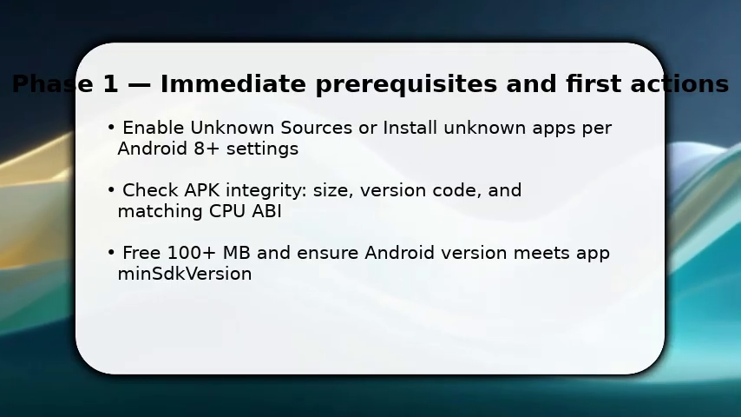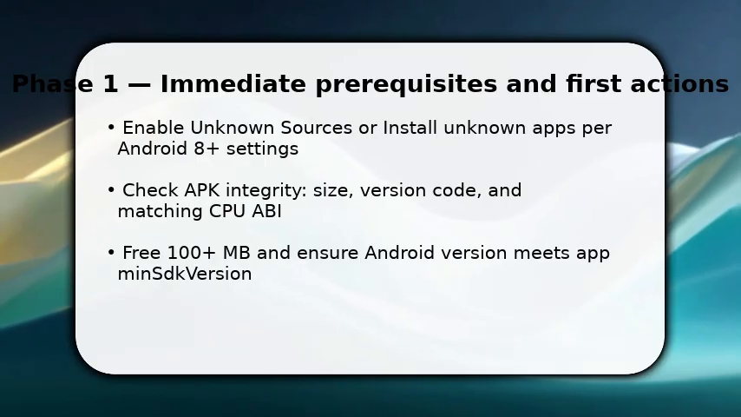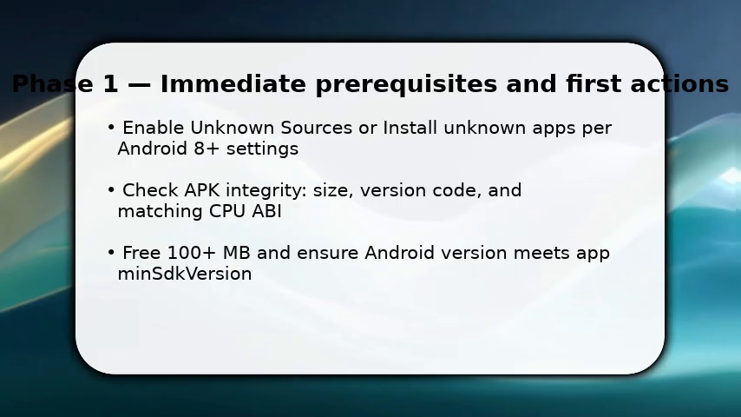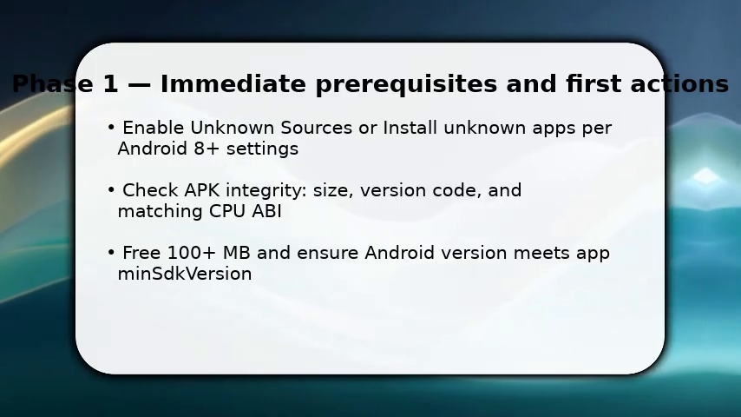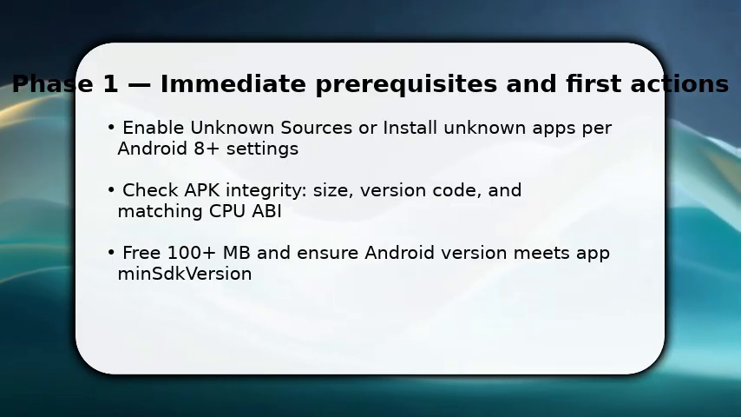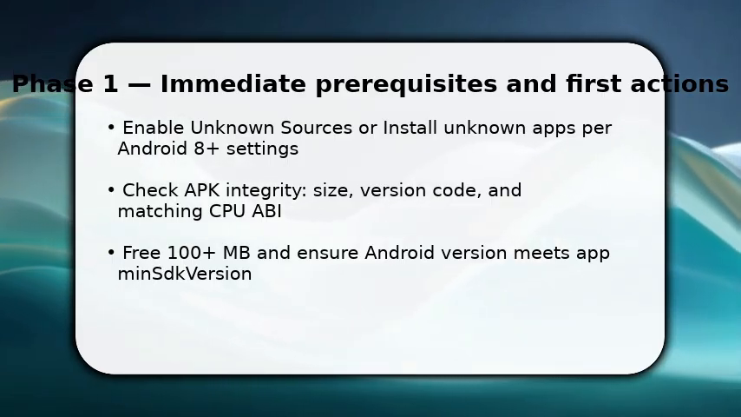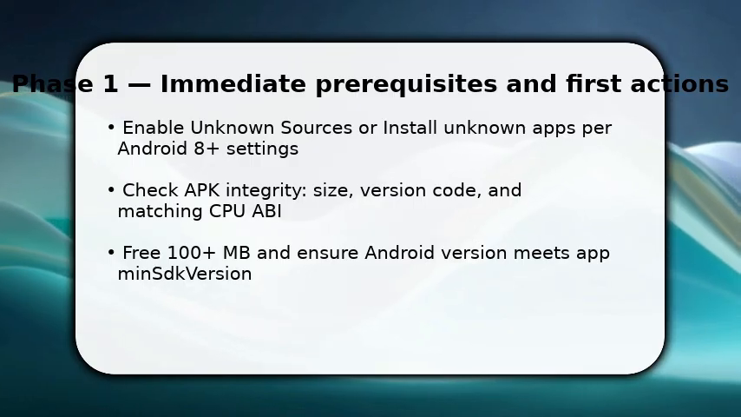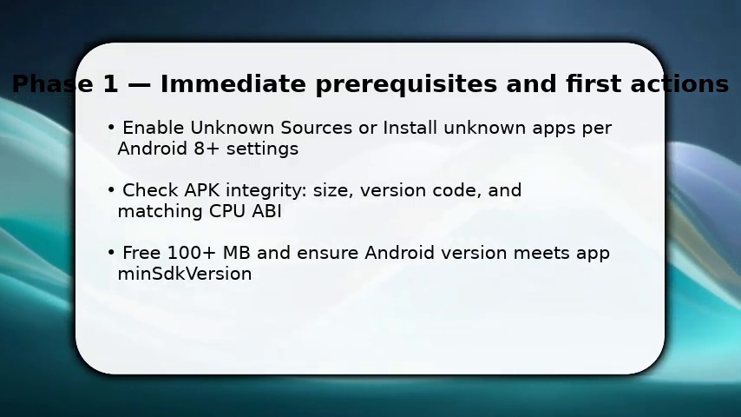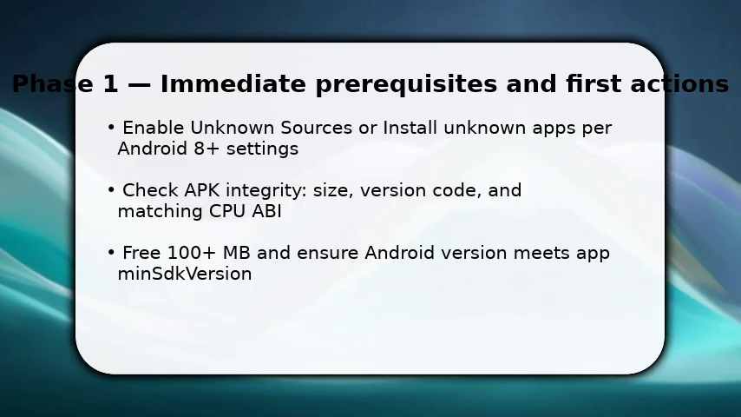You start by confirming prerequisites. Enable Install Unknown Apps for your installer or toggle unknown sources on older Android. Next, inspect the APK file itself, check size and version code, and match CPU ABI, ARM versus ARM64. Free at least 100 MB of storage and verify your device Android version meets the app's Min SDK version.